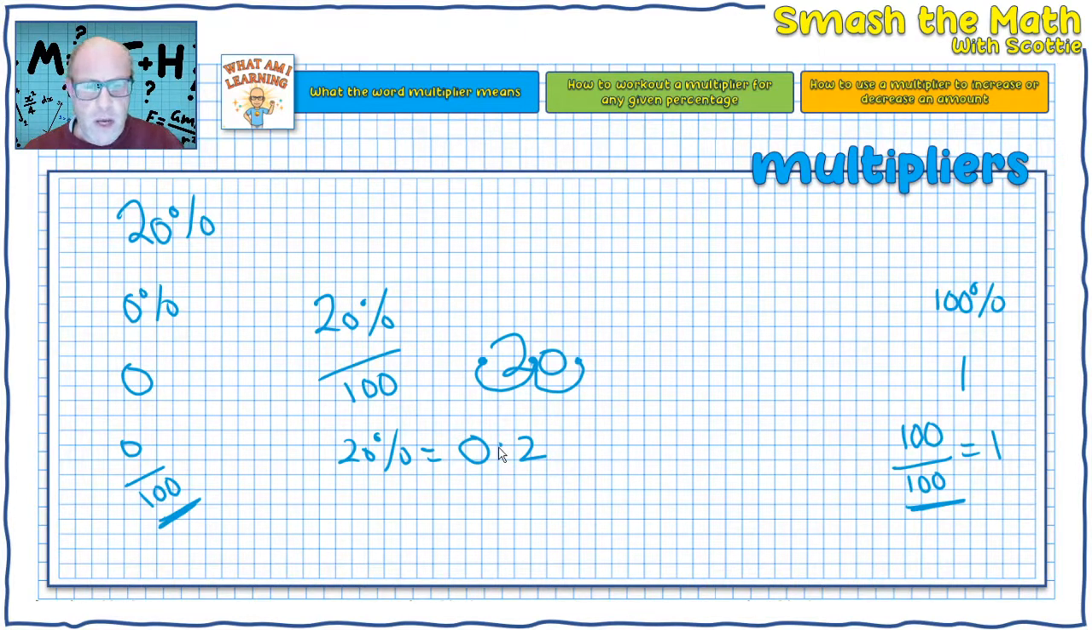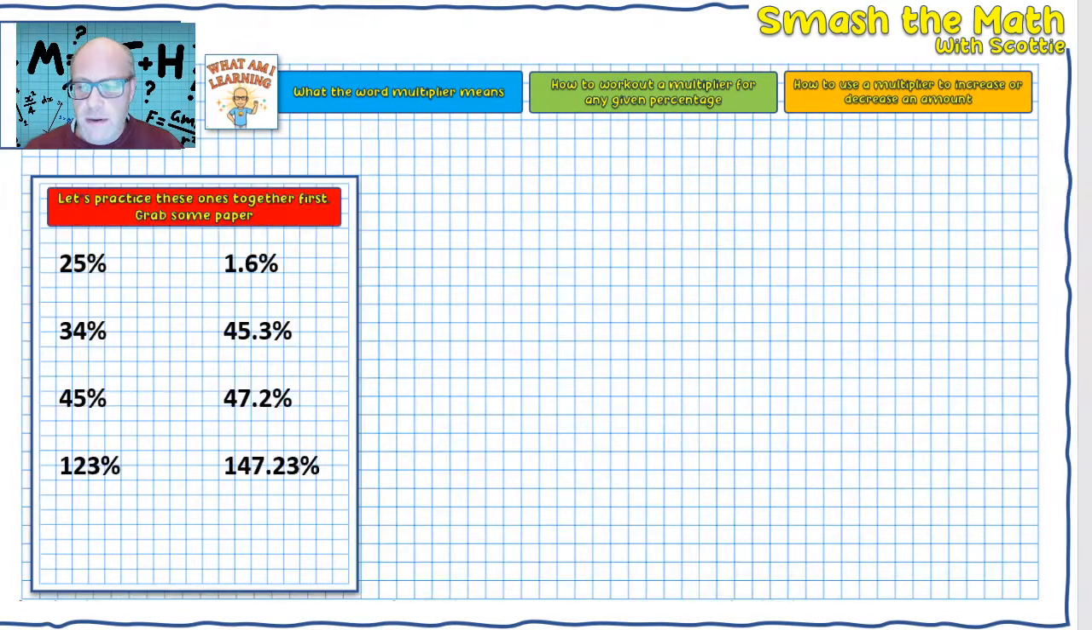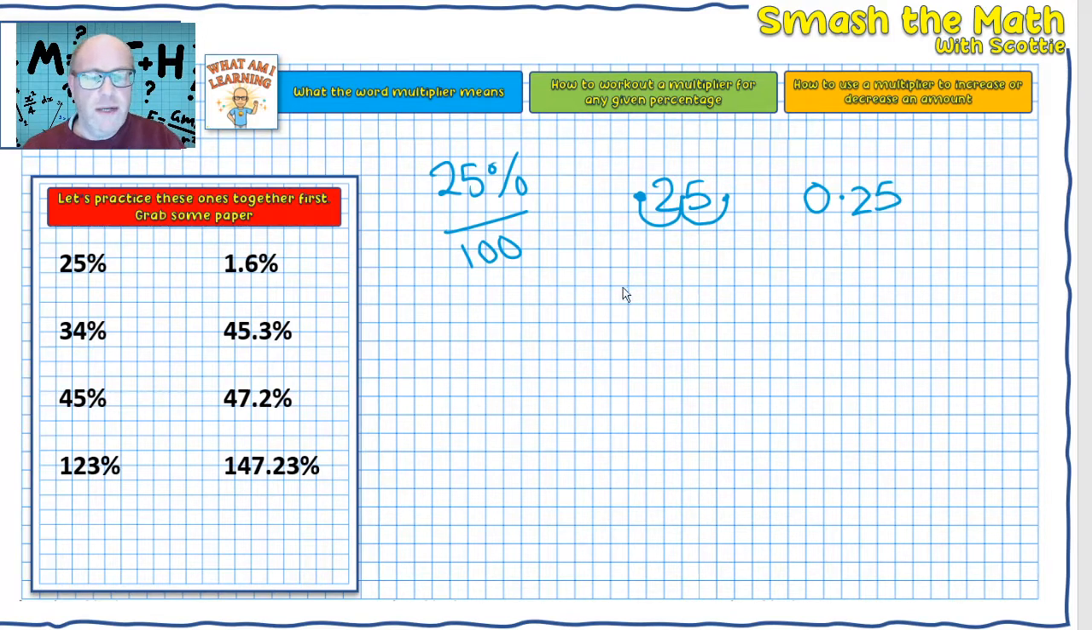Okay. What we're going to do is some examples that you can do with me, and then we'll have a bit of a practice later. So here's some examples on the left. We're going to have a go at those. If I've got 25% and I want to turn that into a multiplier, a number between 0 and 1, remember all I need to do is divide it by 100. If I want to divide it by 100, I can shift it 2 places. 1, 2. So that becomes 0.25. Nice and simple.